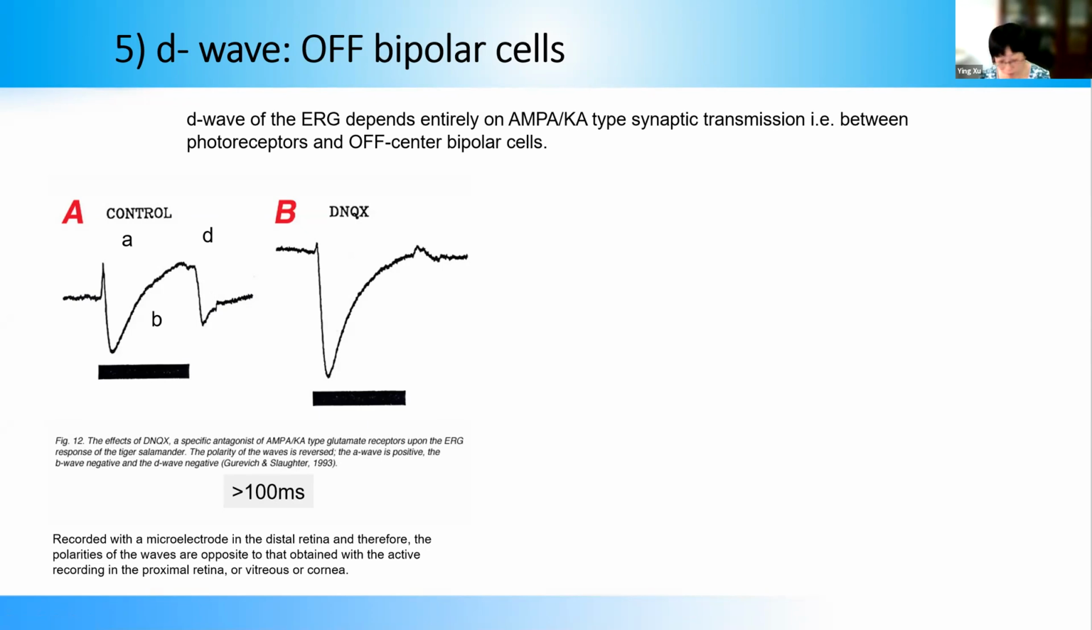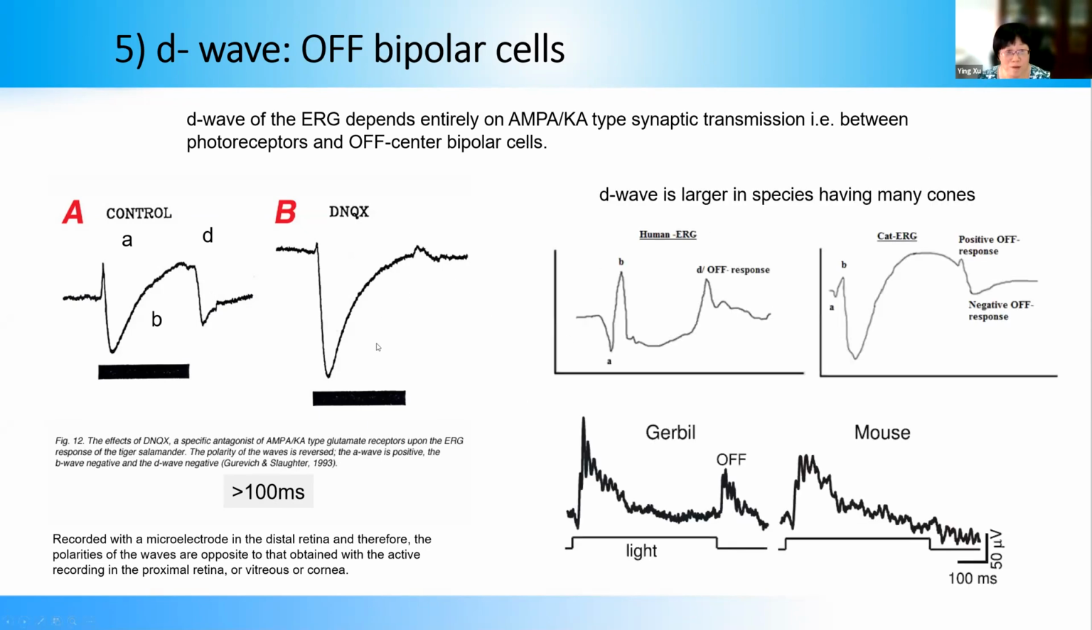The D wave is different across species. In principle, the D wave is larger in species having many cones, like the human and cat. In one of my early studies, we compared two rodents, the gerbil and the mouse. The gerbil is also a rodent, but has more cones than the mouse and is active during the day. So the gerbil, which has more cones than the mouse, has a clear D wave. So the D wave arises from OFF bipolar cells, and it's larger in animals having more cones.